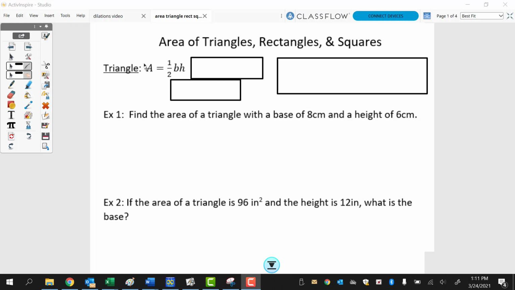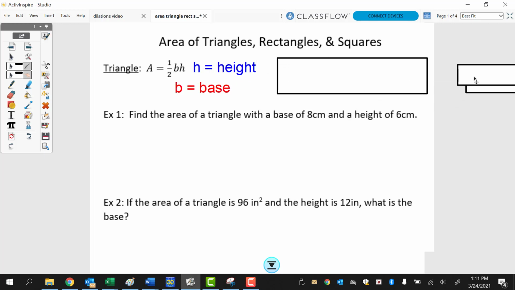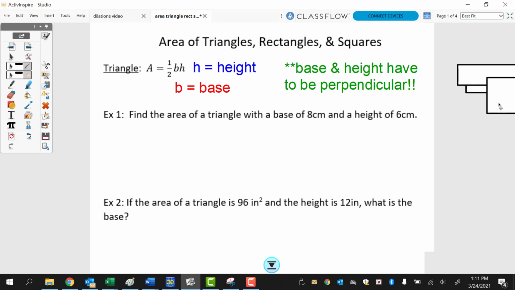So here's our triangle area formula. We're doing 1/2 times b times h. We know that the b stands for the base of the triangle, and h stands for the height of the triangle. And in that triangle, the base and the height have to be perpendicular.